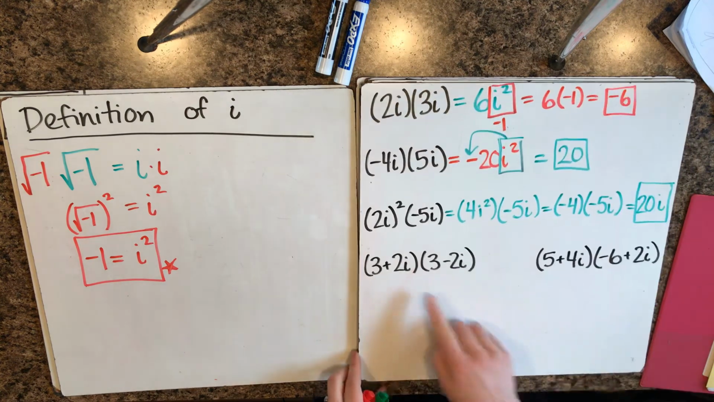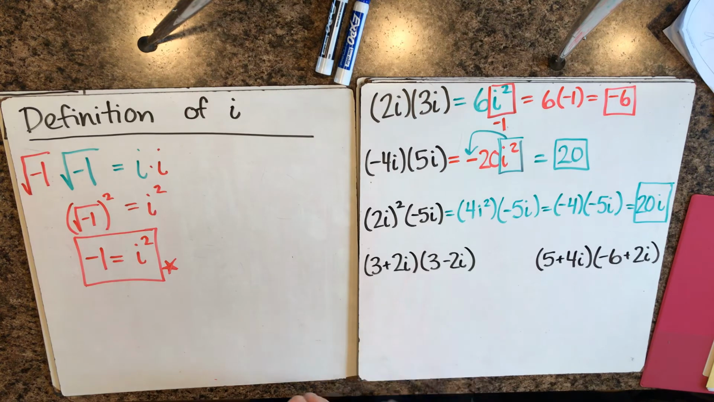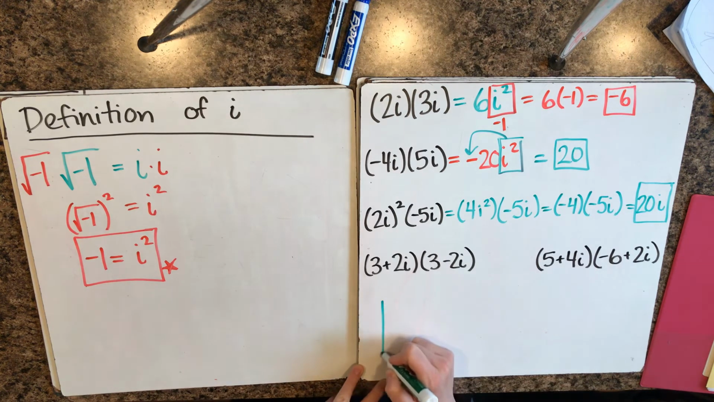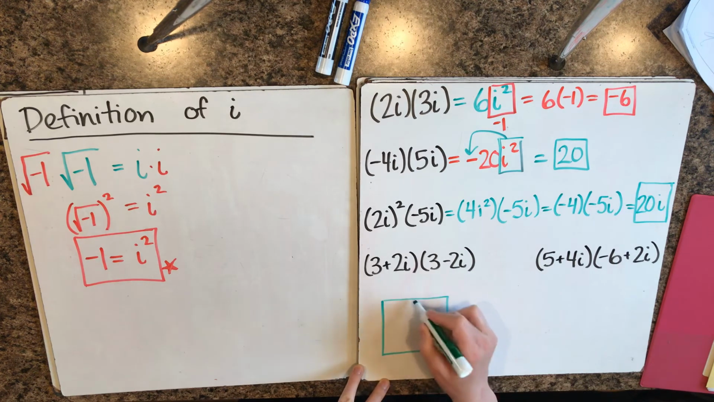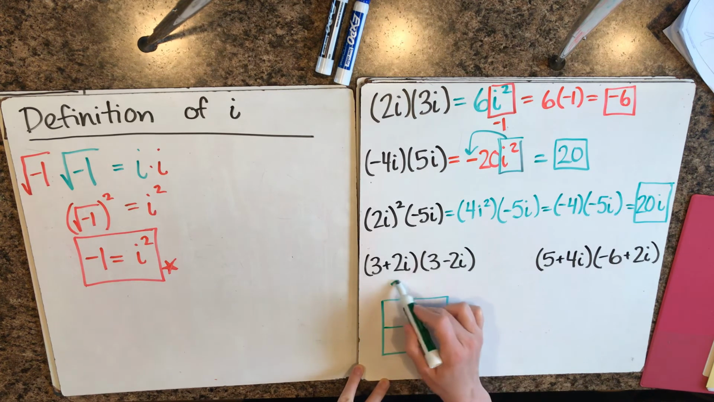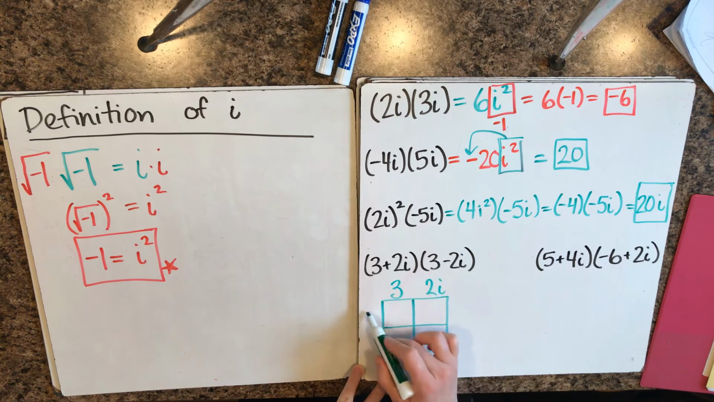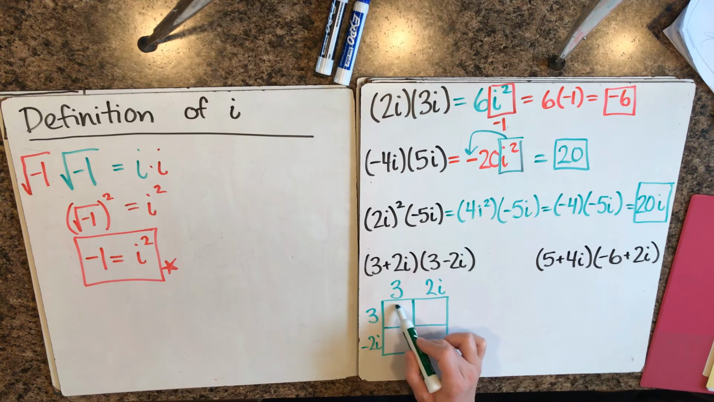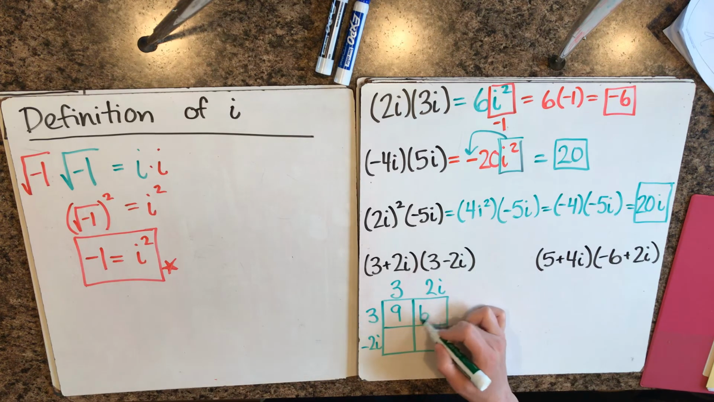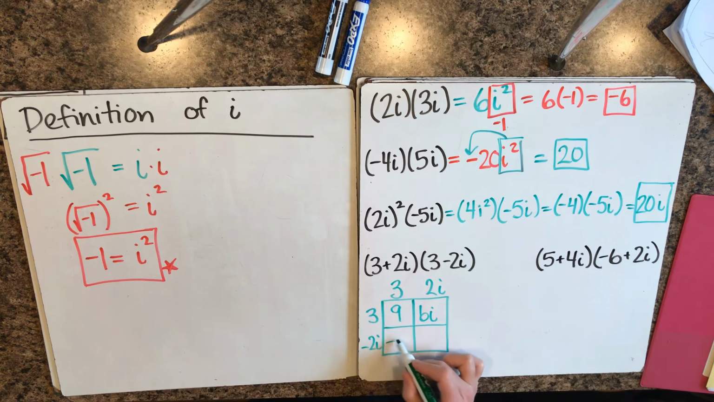This does not, which means they want us to multiply. Okay, and again, you're going to treat this just like you would if it were x's. So I'm going to make a generic rectangle. I'm going to put 3 plus 2i up top. I'm going to put 3 minus 2i along the side. And I'm just going to multiply the parts. I get 9, 6i. That becomes negative 6i. And this becomes negative 4i squared.